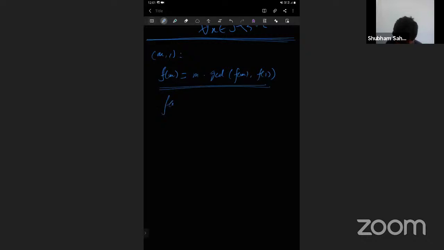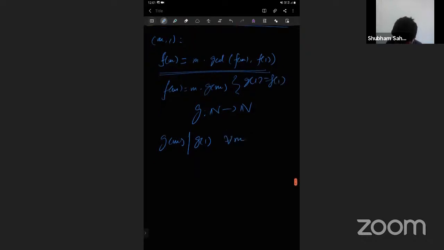So you have that f(m) is equal to m times g(m) for some function g from N to N, and you also have that g(m) divides g(1). This implies g(1) is equal to f(1). Now you just need to show that g(m) is a constant function, that g(m) needs to be equal to g(1) for all m.